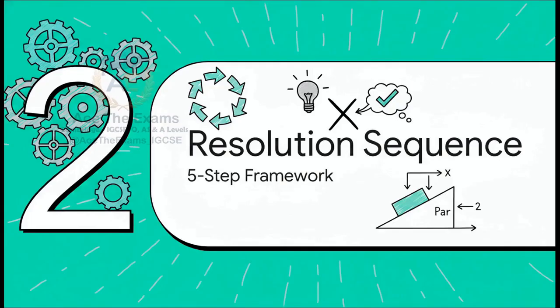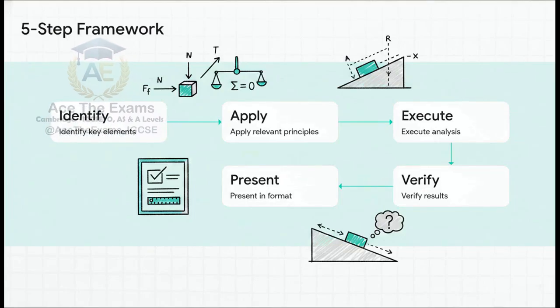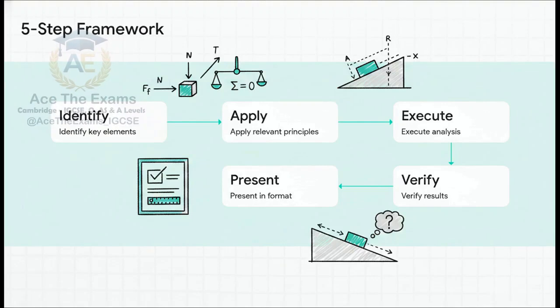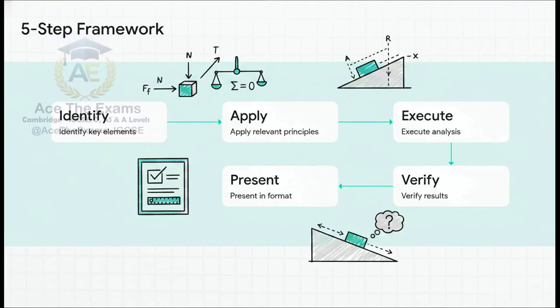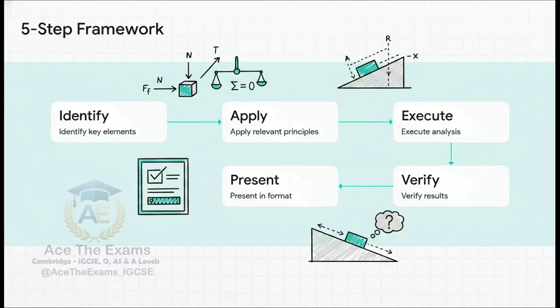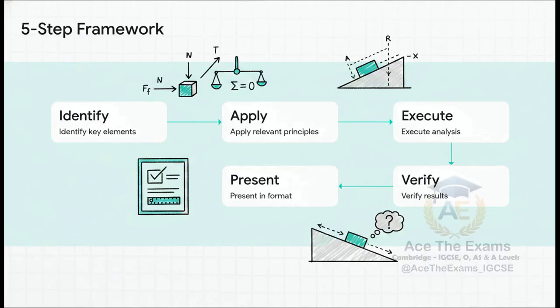Section 2. Let's get into the mechanics of it with the 5-step resolution sequence. Now, what's really interesting about this framework is that it provides an exact, standardized sequence for resolving forces. You literally never have to sit there staring at the page guessing how to start. Step 1, identify your key elements. So find your friction, your tension, your weight. Step 2, apply your principles, like recognizing that a resultant force is exactly 0 when a system is in equilibrium.